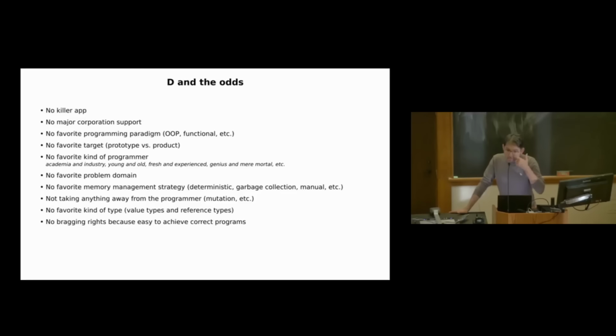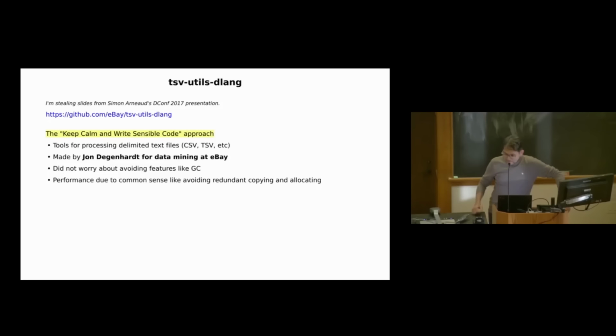D is against some odds. Most of the successful programming languages have something that D doesn't have. For example, some language becomes a famous language because they come with a killer app. D doesn't have that. There's always a major, or sometimes a major corporation behind a language. D doesn't have a major corporation pushing for it, etc. So it misses on all of these topics. Still, it's so useful that so many companies use it and benefit from it.